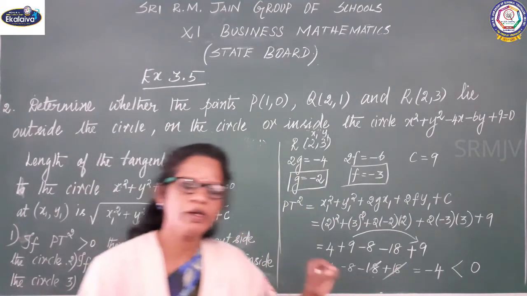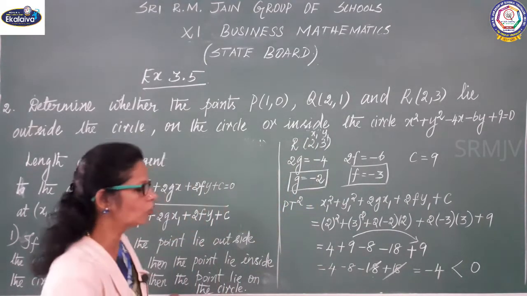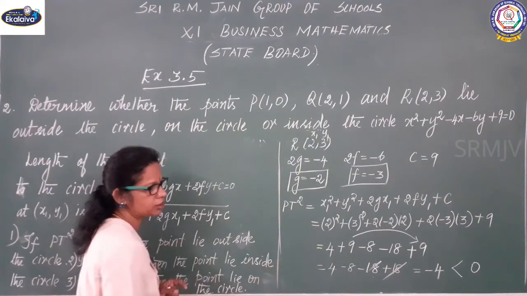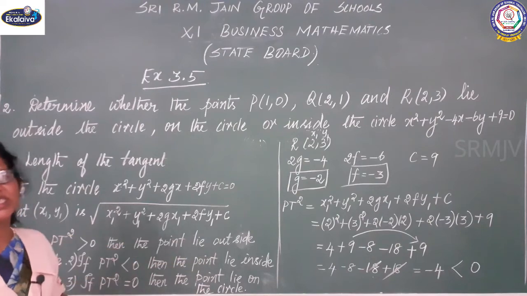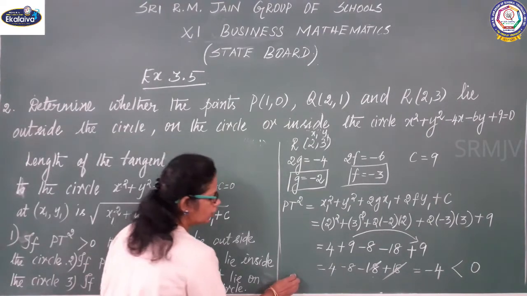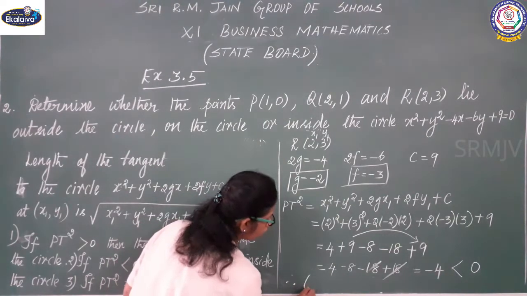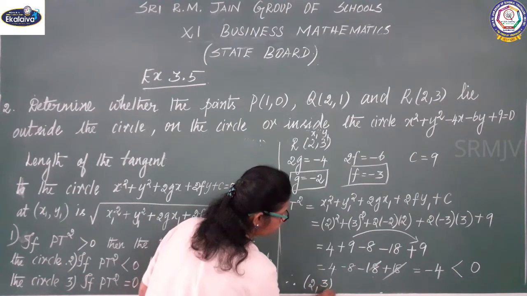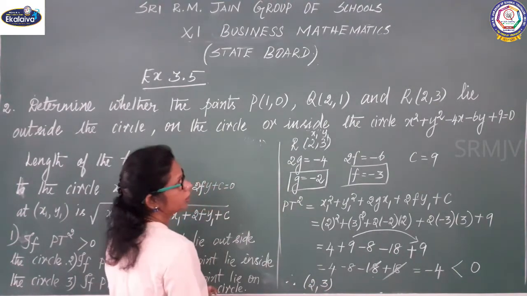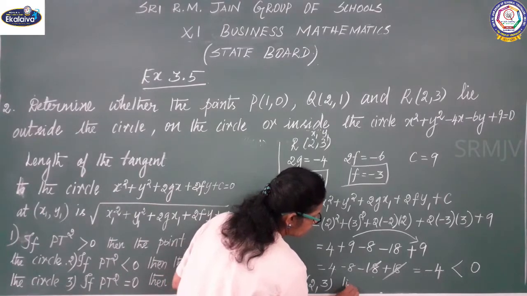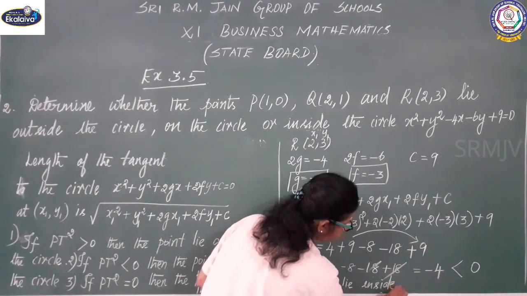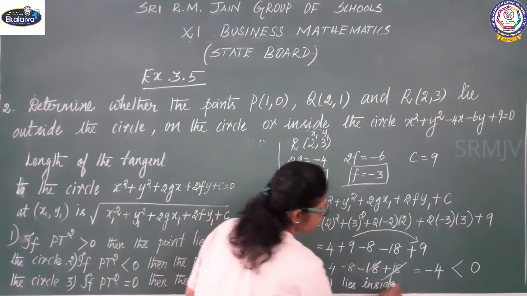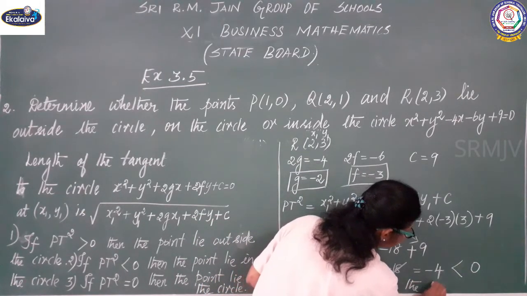Negative number is always less than 0. That concept you know. When you arrive at less than 0, what is the conclusion? The point lies inside the circle, right? Therefore, the point 2, 3, where is it located? It lies inside the circle.